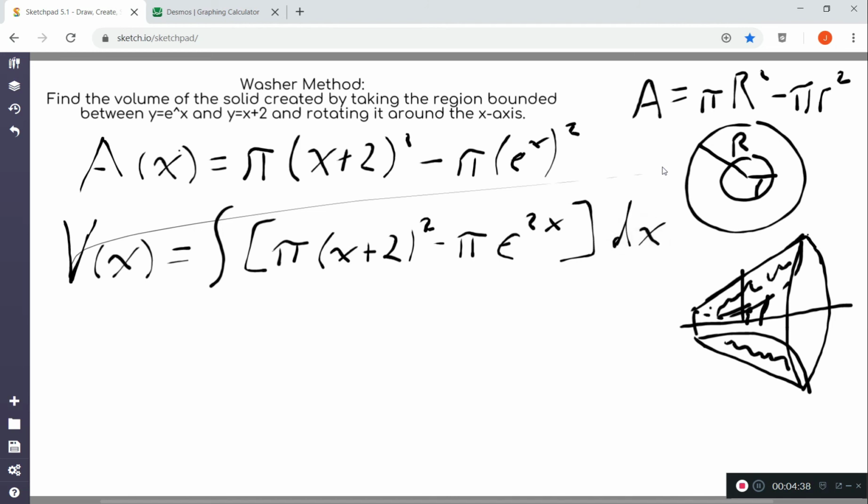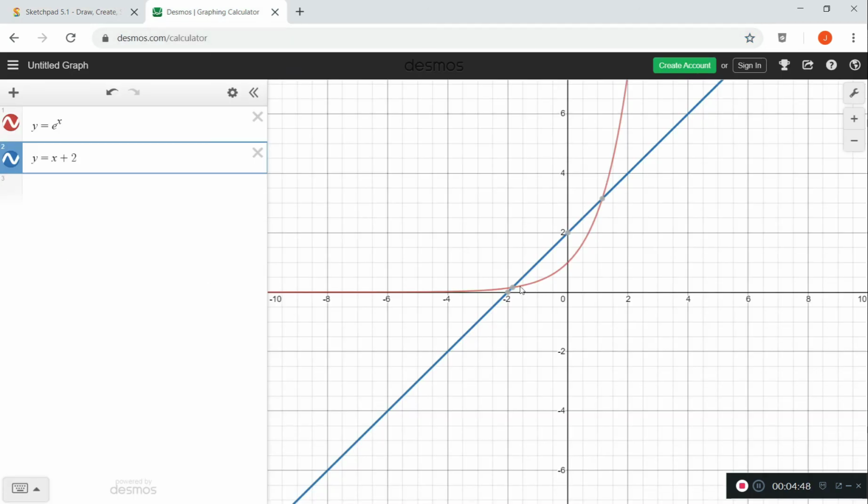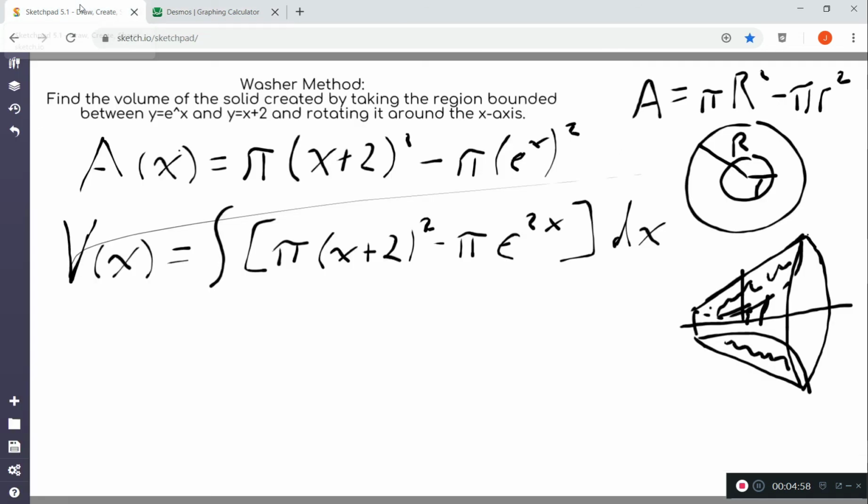Now, we do need bounds here. So I'm going to use Desmos. You would use your graphing calculator. You would use second calc intersect. But I can see on my Desmos here that they intersect, and we only need the x values, at negative 1.841 and again at 1.146. So my lower bound is negative 1.841. And my upper bound is 1.146.